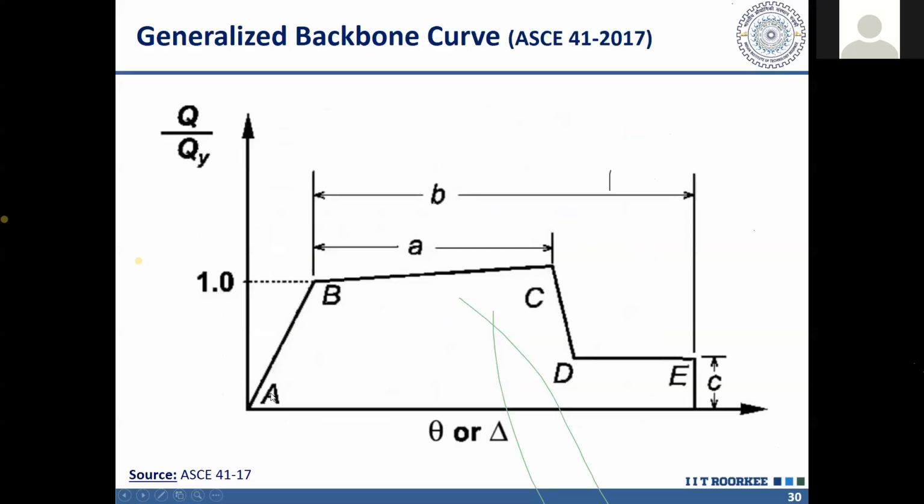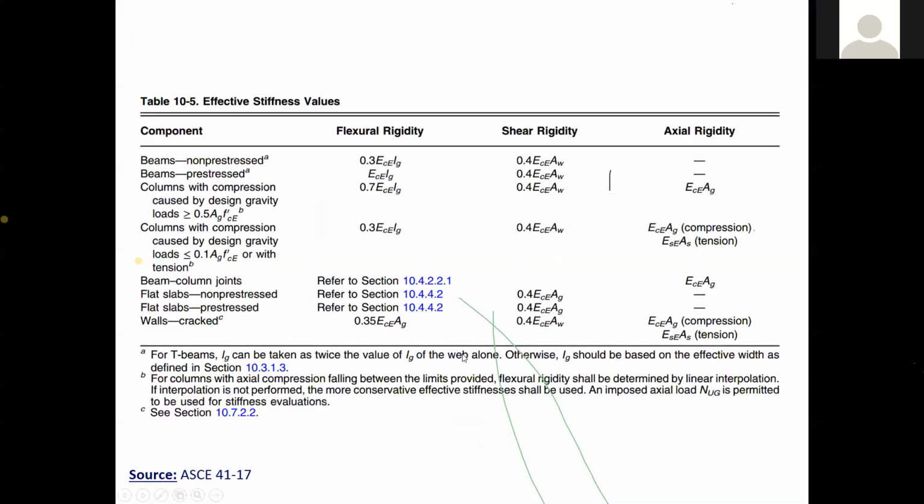So a generalized model, which is available in ASCE 41, some of you might have seen this model. Actually, this is a backbone curve obtained from cyclic testing of members. So based on cyclic testing of members, a generalized curve is obtained, and this curve is defined in terms of these points A, B, C, D, E, and these parameters, small a, small b, and small c. And in ASCE 41, first, this table you might have seen where the equivalent flexural rigidity, the effective rigidity, EI, as I said, EI will be less than the gross EI.